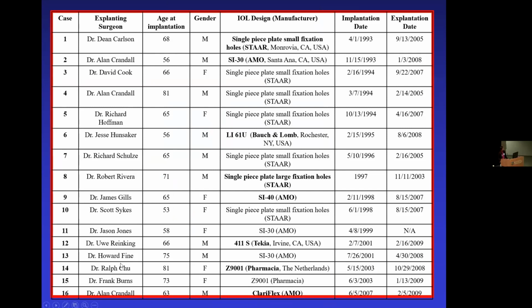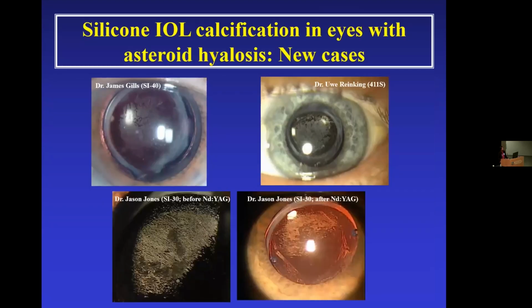And here is the latest study we did involving 16 cases. And this is interesting because even modern silicone lenses are included here. Those lenses made of materials with higher refractive index, square edges. And you can see here that it doesn't matter what type of silicone lens, the aspect is always the same.